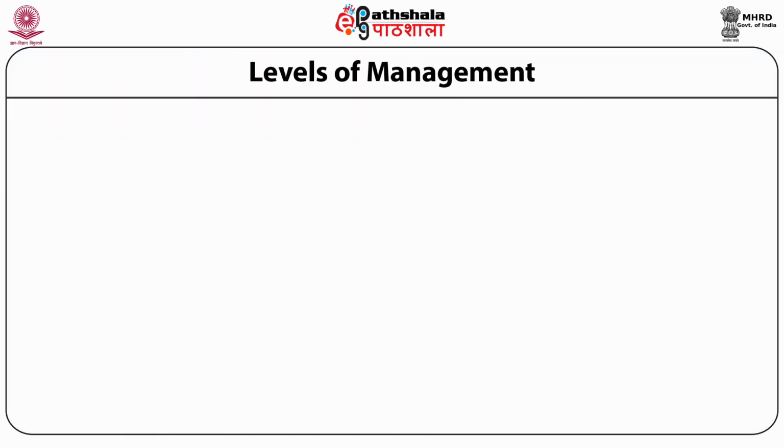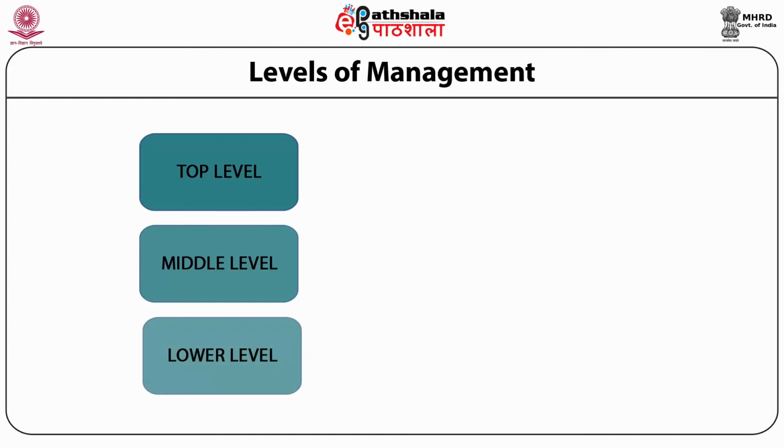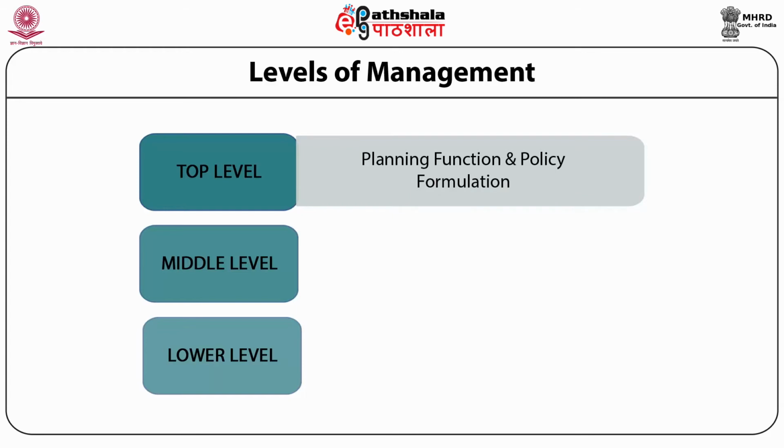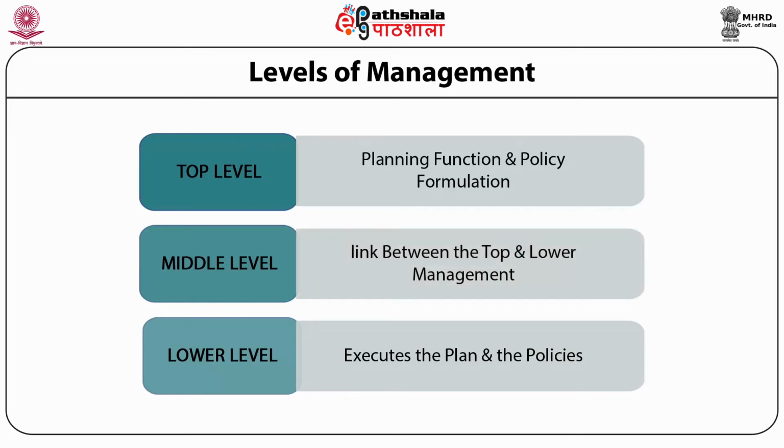Levels of management. There may be different levels or layers of management in an organization depending upon its size, technical facilities, and the range of production. Broadly, there are three levels of management: top level, middle level, and lower level management. As we can see here, the main function of top level is planning function and policy formulation. Lower level executes the plans and the policies, and middle level serves as a link between the top and the lower management.